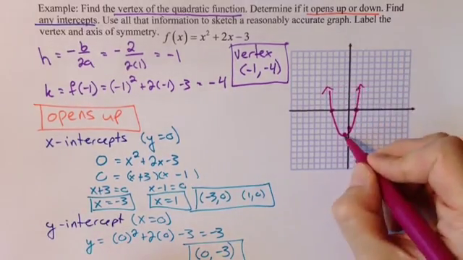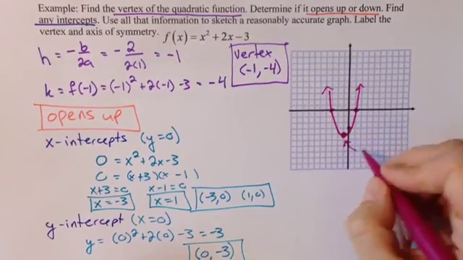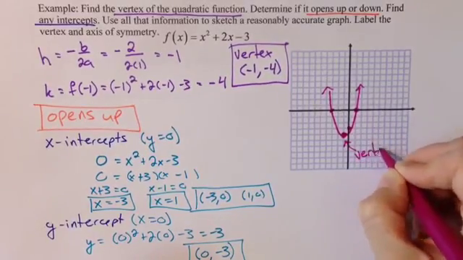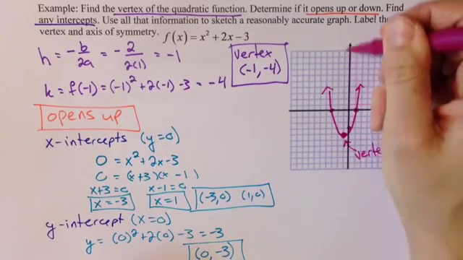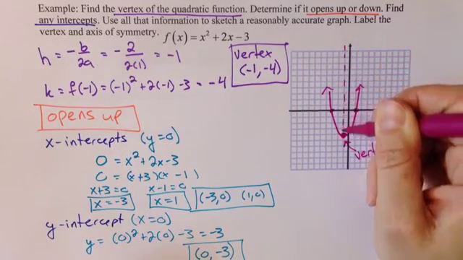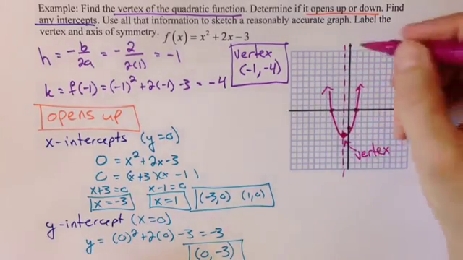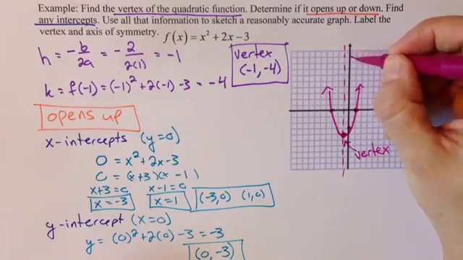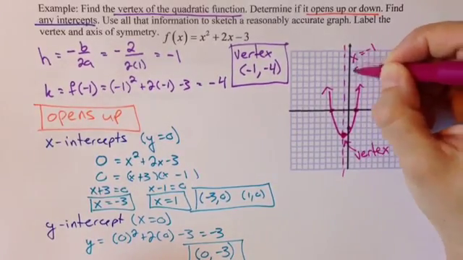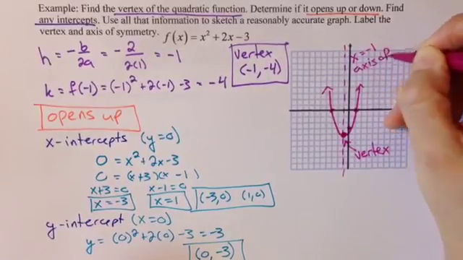There it is. Now the last thing I'm going to do is just label some things. That point right there is the vertex. The axis of symmetry, remember, is the line that cuts the parabola in half, so I can just draw it right in there. This is actually the line x equals negative 1, and it is the axis of symmetry.